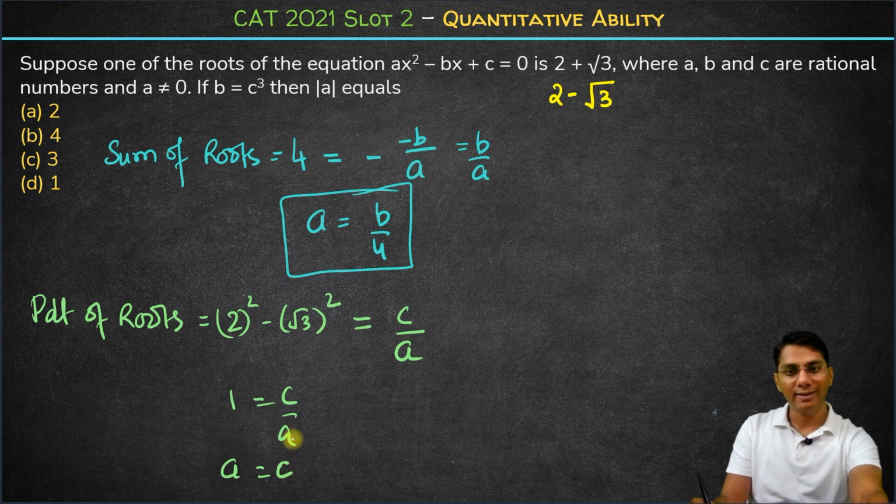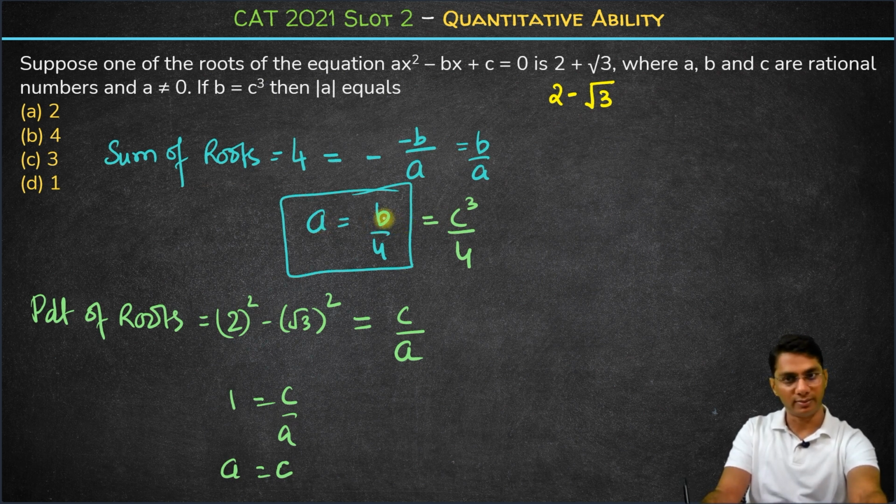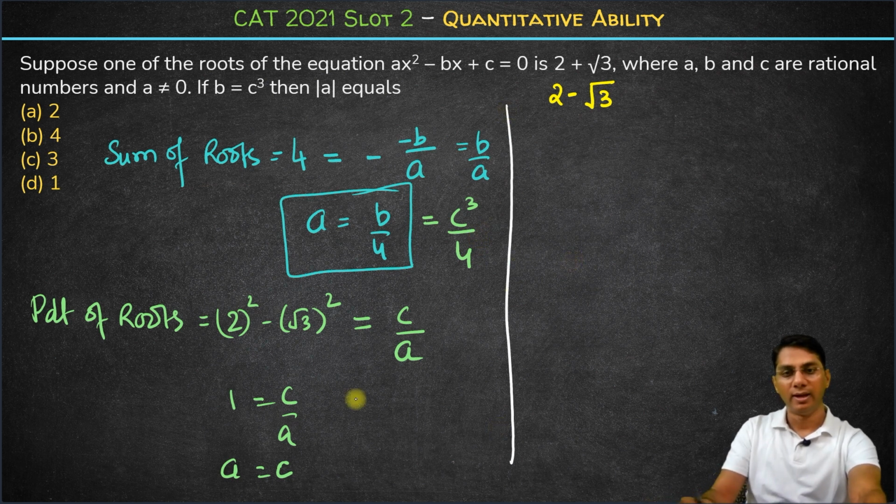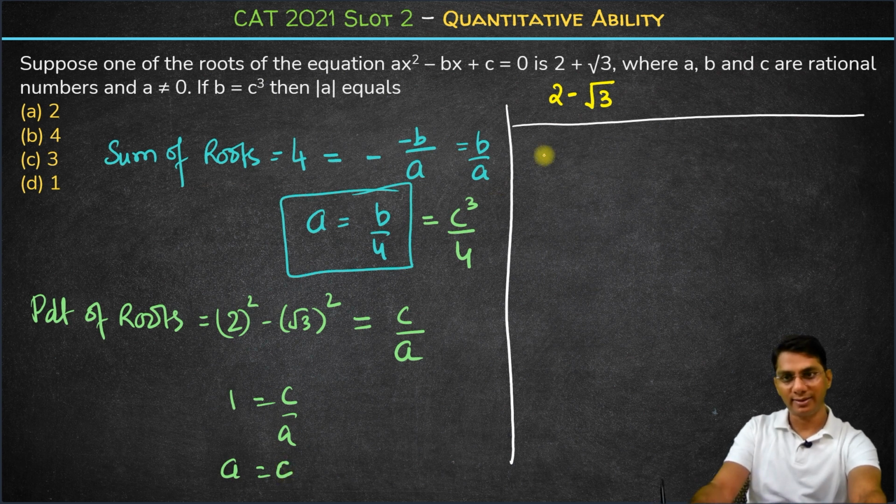Right? Now if a is equal to c, and we also know that b is equal to c cube, since b is equal to c cube, we can substitute c cube here. So a is also equal to c cube by 4. Fine. Now we have a is equal to c and a is also equal to c cube by 4. That means c is either equal to 0.